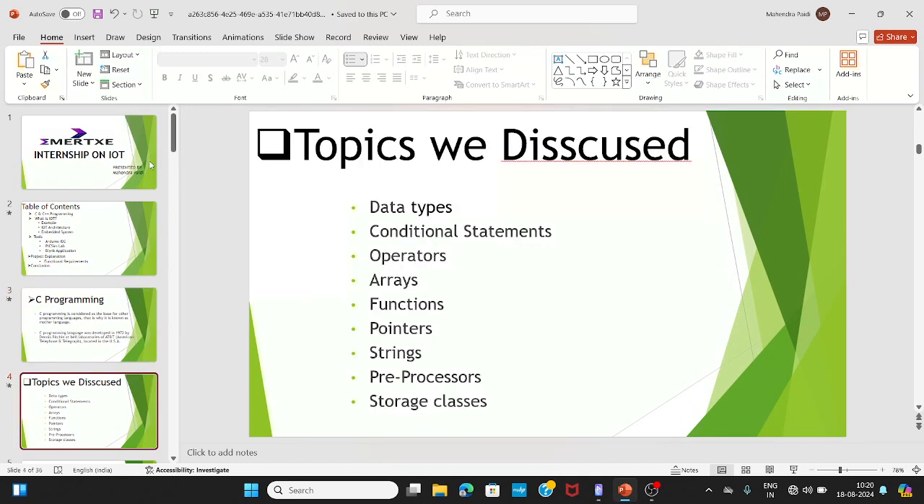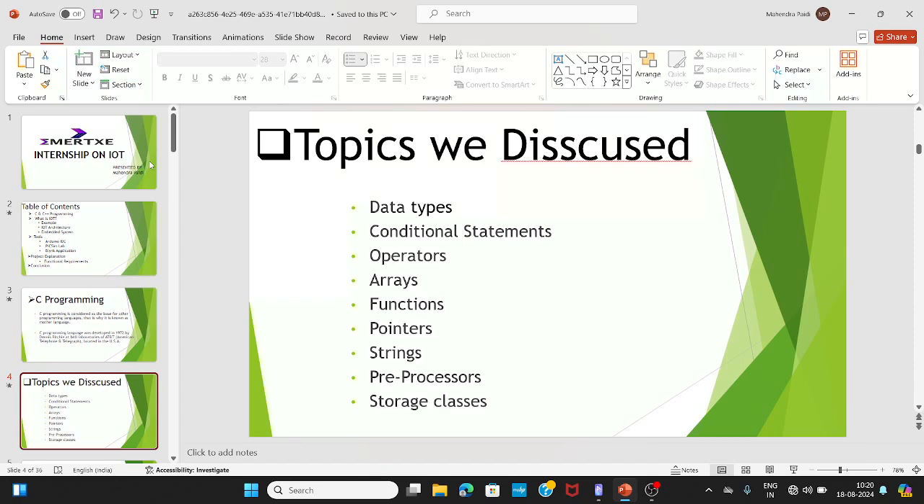Some of the topics we covered during this project, the first one is data types. A data type is an attribute associated with a piece of data that tells a computer system how to interpret its value. A data type is the type of data a variable can hold. There are three types of data types: primitive data types, user defined data types, and derived data types.